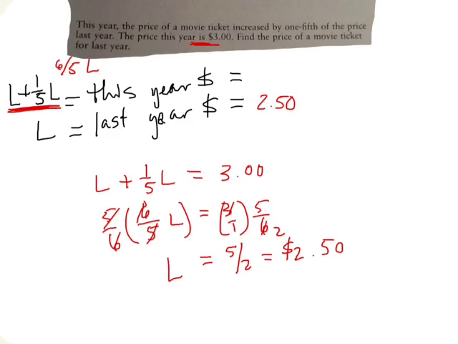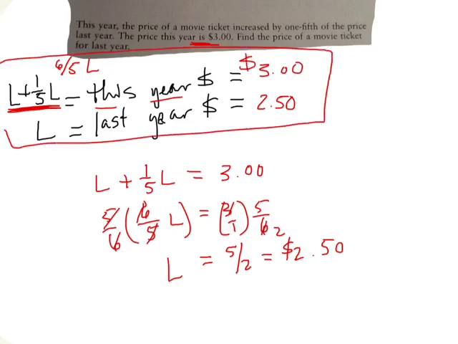Now, if you want 6/5 of that to get this year's price, 6/5 times $2.50 is going to be $3. We already know it was $3 though, right? They already said. So basically, yes, you box in this, but that is really your answer.